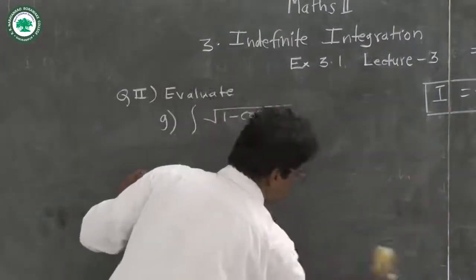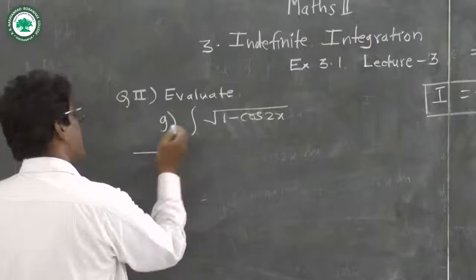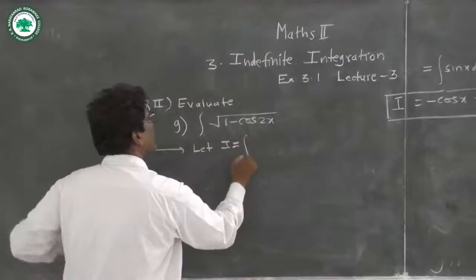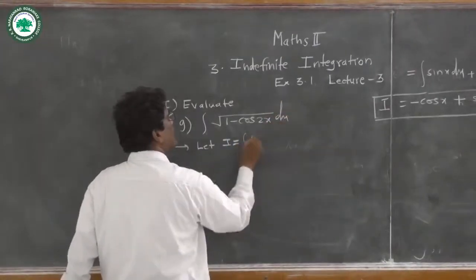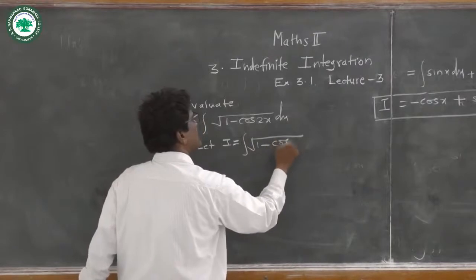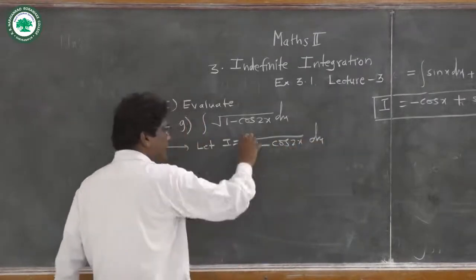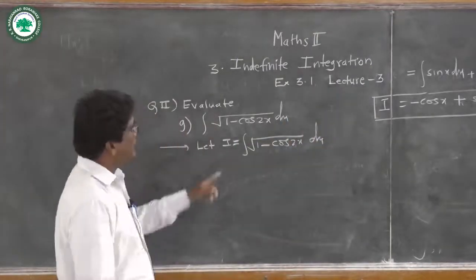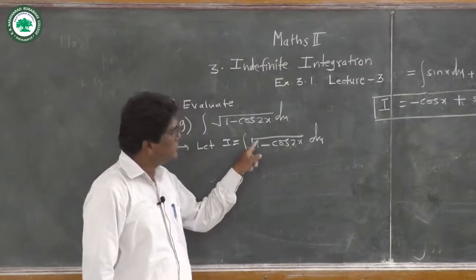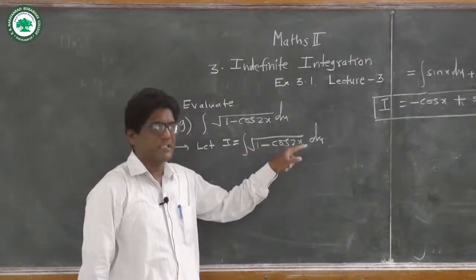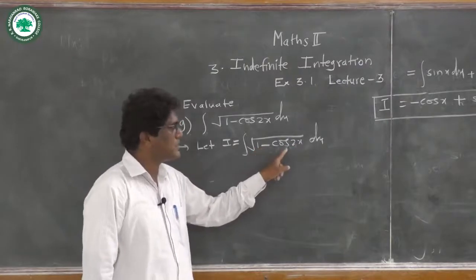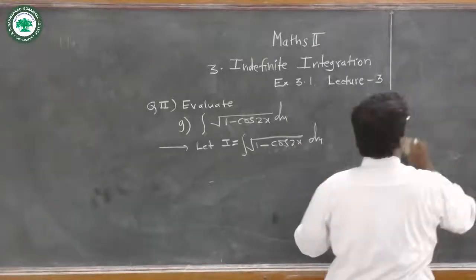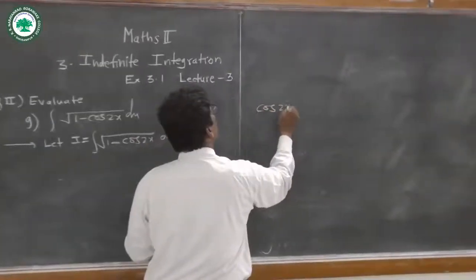Now see the solution of this problem. Call this as I. So let I is equal to integration of under root of 1 minus cos of 2x dx. When there is an integration sign, it is compulsory to write dx. So I is equal to integration of under root of 1 minus cos 2x dx. Now we have the formula for 1 minus cos of 2x. That is obtained from the formula of cos of 2x. What is cos of 2x? There are 4 formulae for cos of 2x.